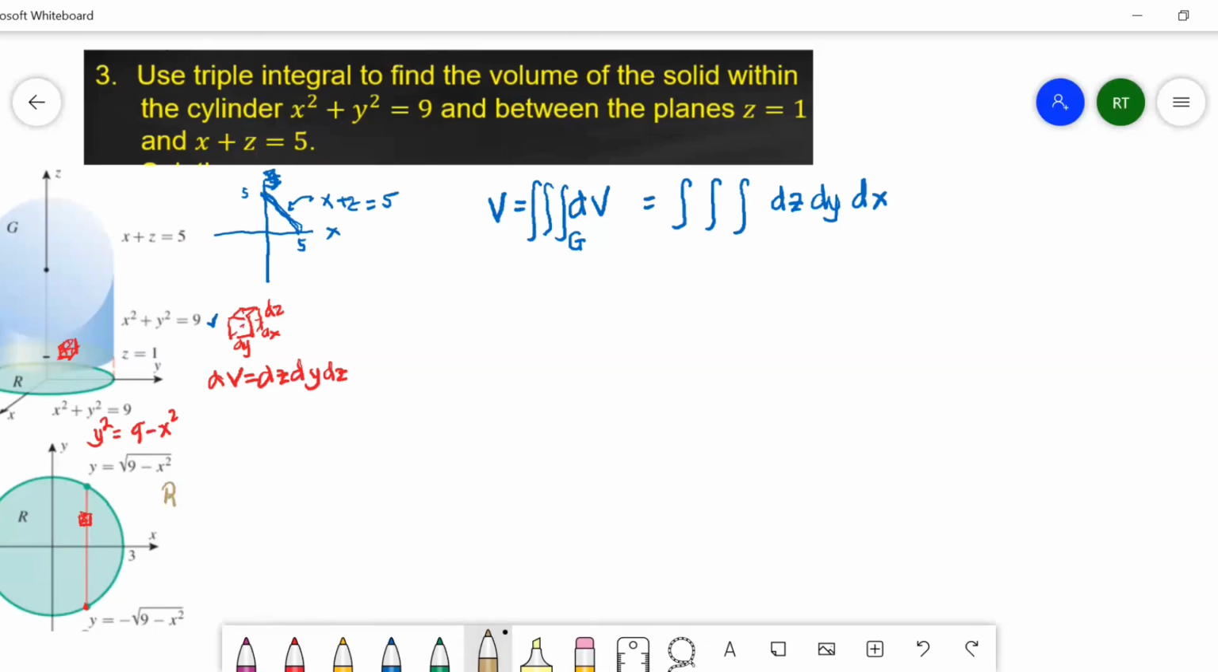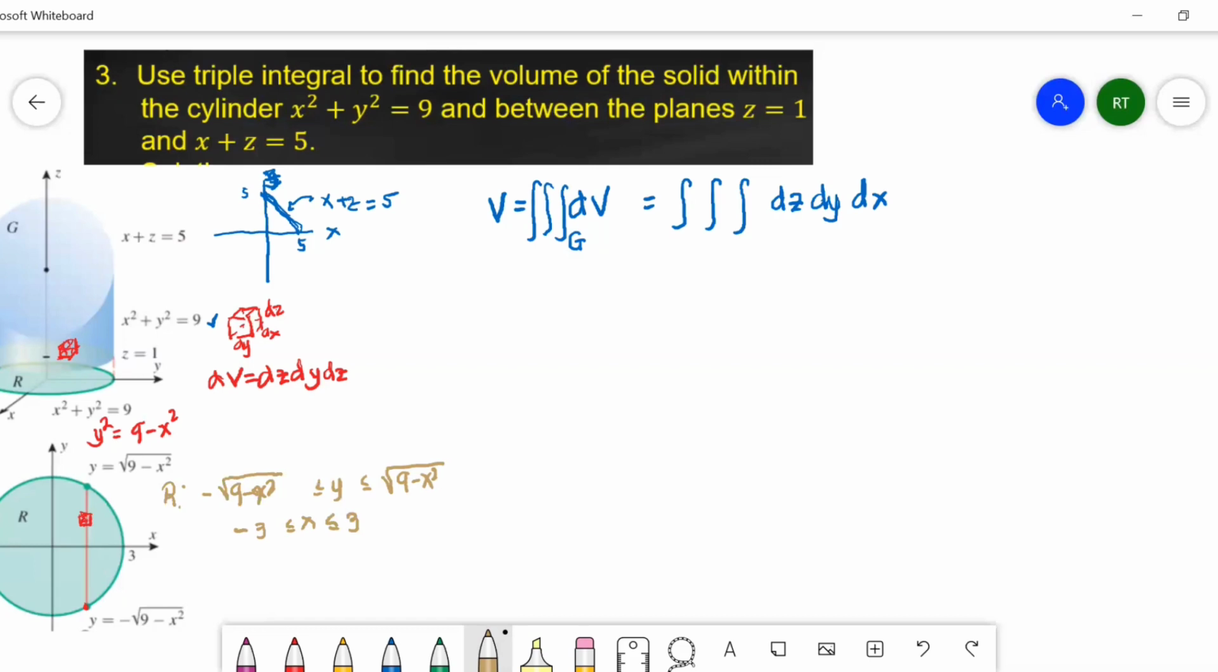So the region R in the XY plane will give us y. Y will go from negative square root of 9 minus x squared to positive square root of 9 minus x squared. And of course, x will go from the leftmost, negative 3, to positive 3.